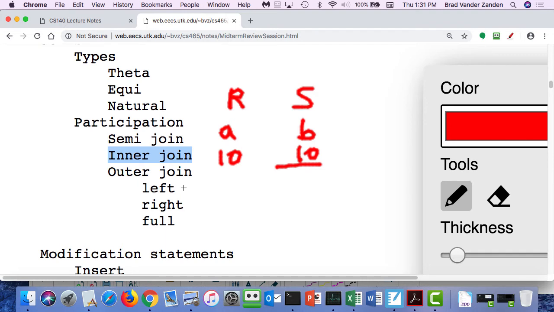So a left outer join says include all tuples from R in the final result, even if some tuple doesn't match. So let's say R has an attribute with value 20, and there's no corresponding tuple in S with a value of 20, this tuple would still appear in the result in a left outer join. All the fields that we have for S would be filled with nulls to indicate there is no corresponding match in S. A right outer join says include all tuples from S, even if they don't match a tuple from the left one. The full outer join says include all tuples from both relations in the final result.